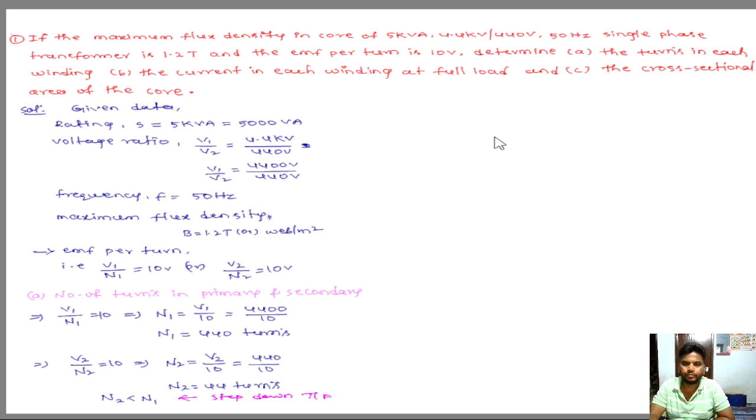Next, what is the second part? We found the turns in each winding. The second part: the current in each winding at full load condition.